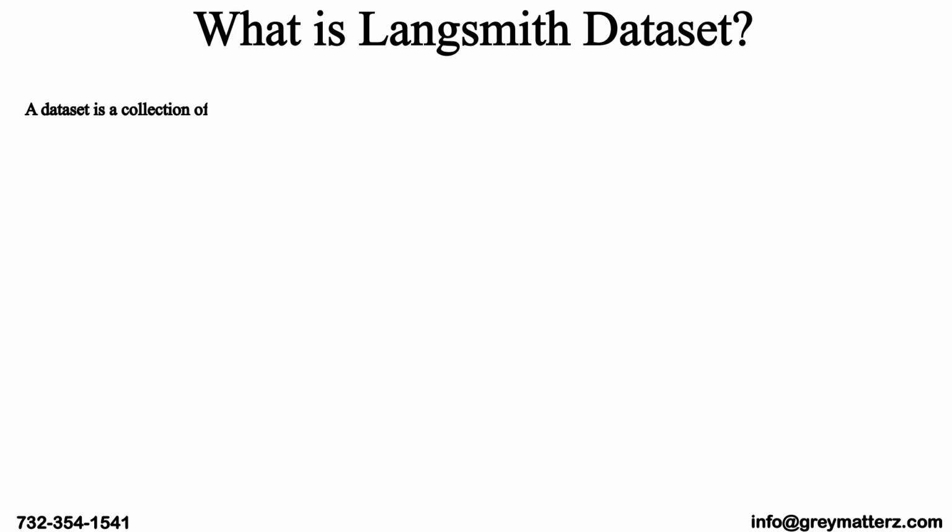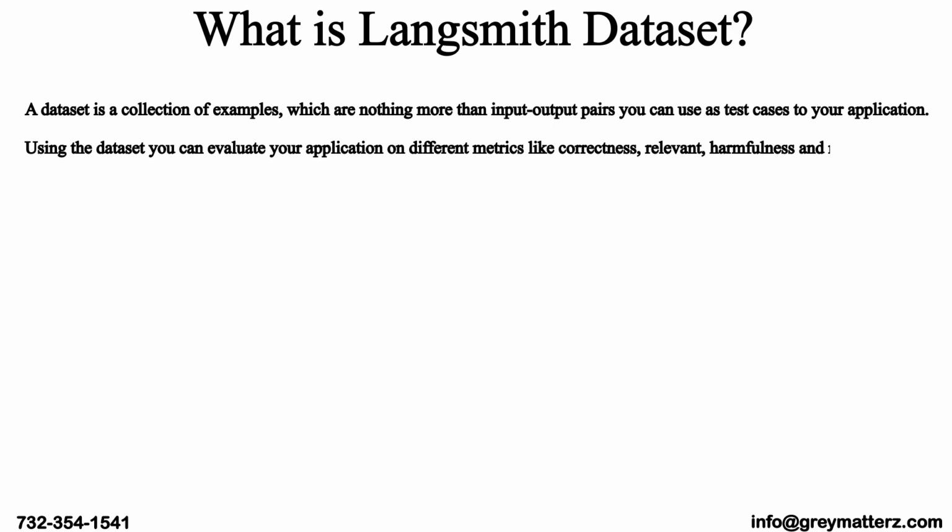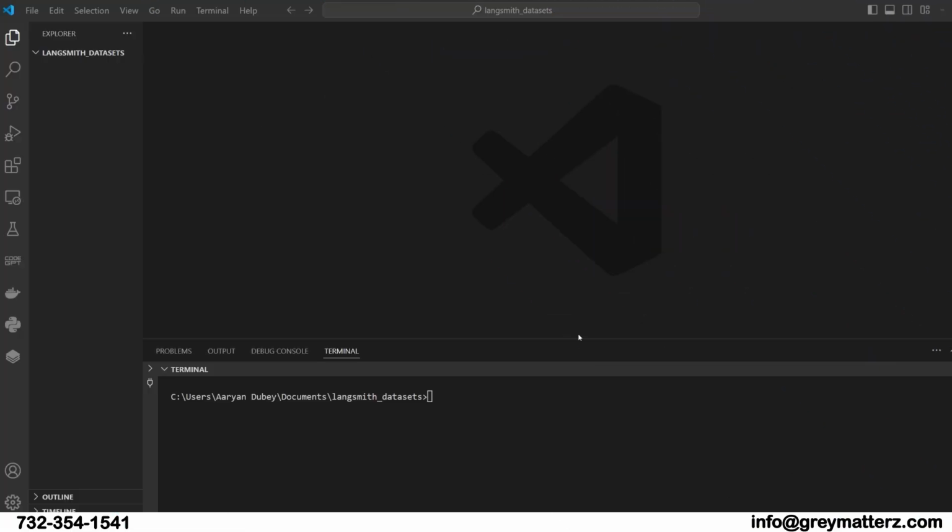A dataset is a collection of examples, which are nothing more than input-output pairs you can use as test cases for your application. Using the dataset, you can evaluate your application on different metrics like correctness, relevance, harmfulness, and many more. In today's video, we will learn how we can create a dataset from a list of values, from the traces of your LangSmith project, and from a CSV file.